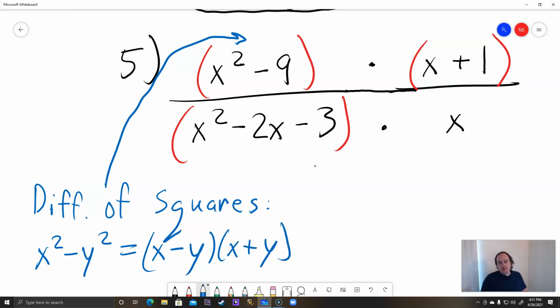So for x squared minus 9, we can rewrite that as x squared minus 3 squared, because remember 3 times 3 is 9, so 3 squared is 9. In particular, the difference of squares says x squared minus y squared, so here it's going to be x squared minus 3 squared equals (x minus 3) times (x plus 3).